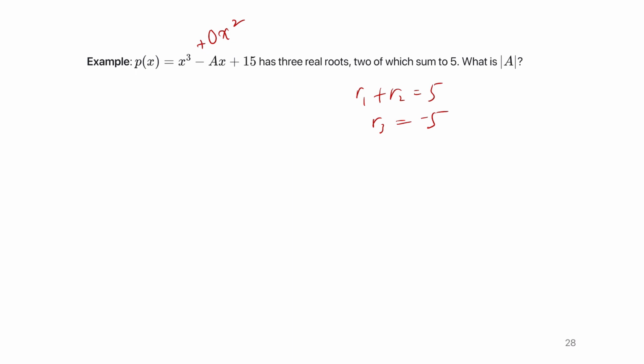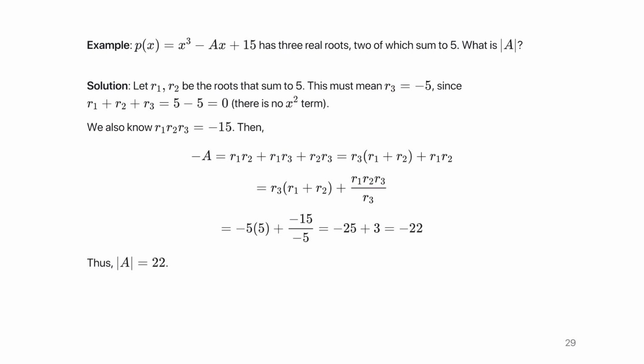Okay, let's walk through it. Let's make that a little cleaner. So as we established, the third root has to be negative 5, since the sum of the roots has to be 0. But we also know that the product of the roots is negative whatever the last coefficient is, right? Because the polynomial is of odd degree, so for the product, we have to negate whatever we see. So we have the product of the roots is negative 15.